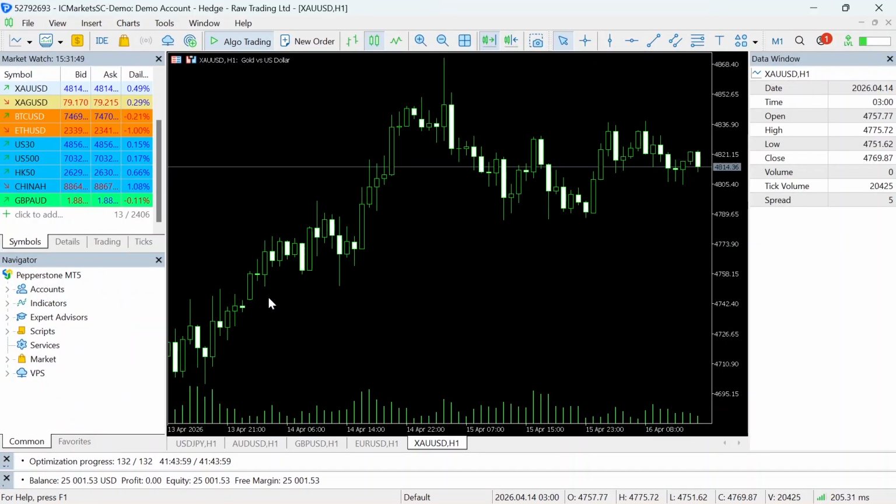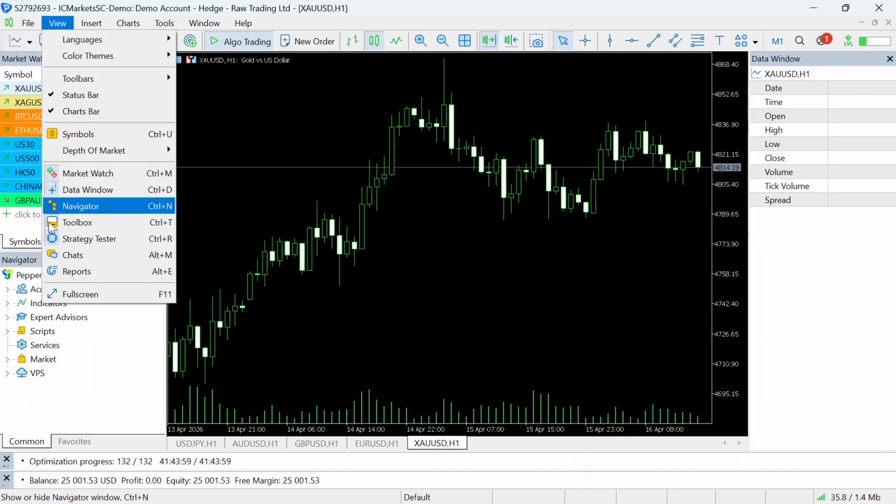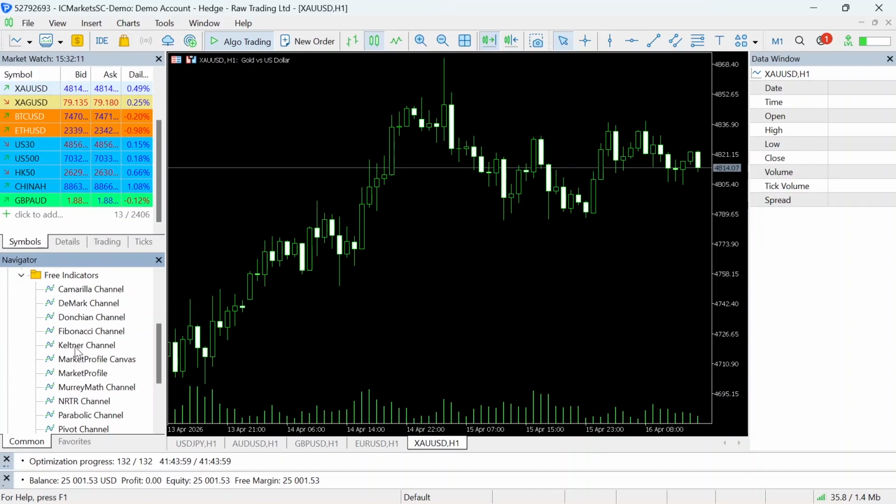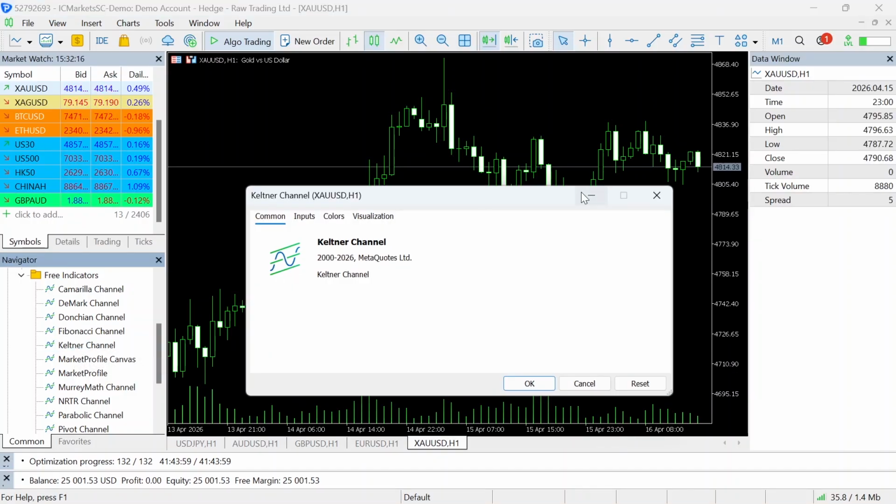So according to him, we need the Keltner channel. So how can we get this? Under your navigator, and if you do not have your navigator, you can just go for view and navigator, and under your navigator go for indicators, and under indicators you can find your Keltner channel on free indicators. So I will double click or drag it into the chart.